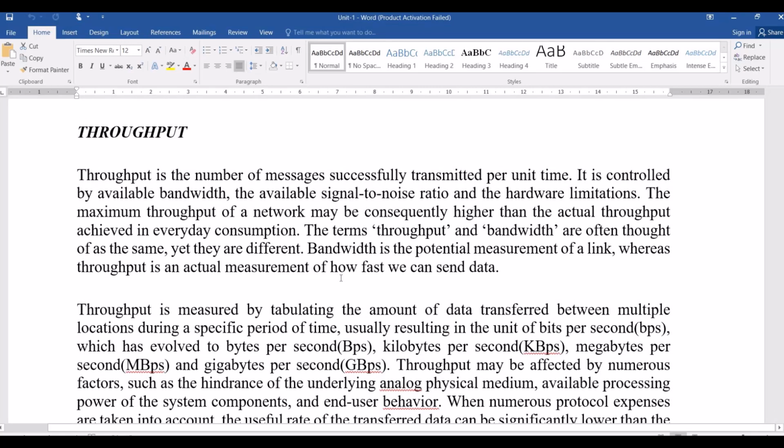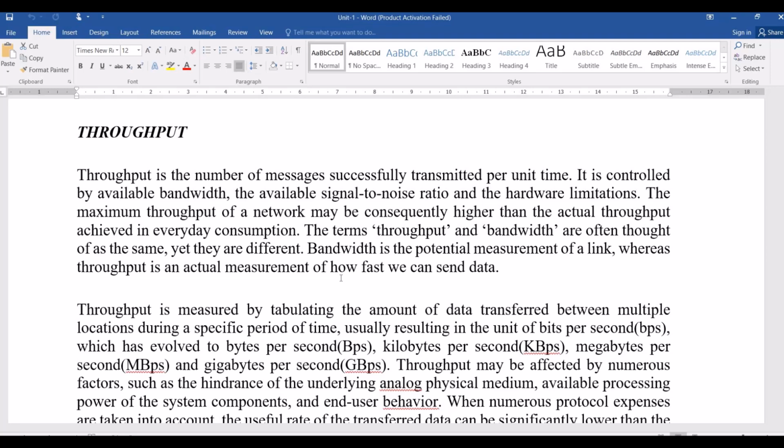Let's go to the throughput. What is throughput? Throughput is the number of messages successfully transmitted per unit time. Message successfully transmitted per unit time. It's controlled by available bandwidth, the available signal to noise ratio, and hardware limitations. The maximum throughput of the network may be consequently higher than the actual throughput achieved in everyday consumption.